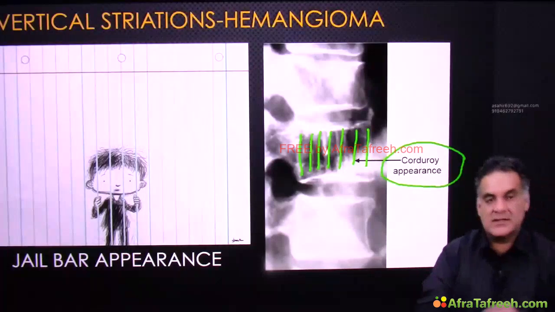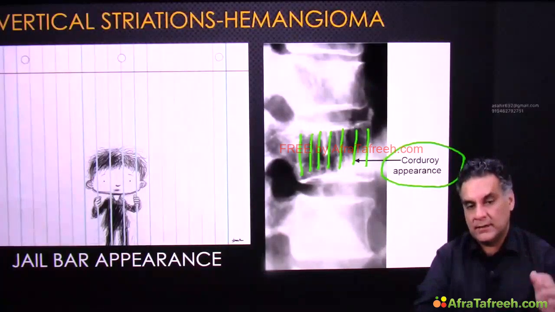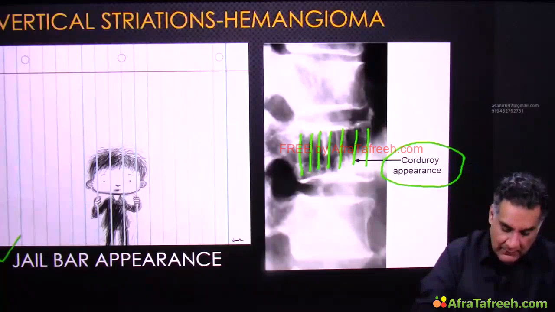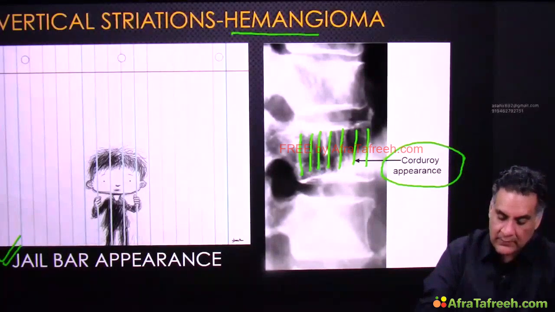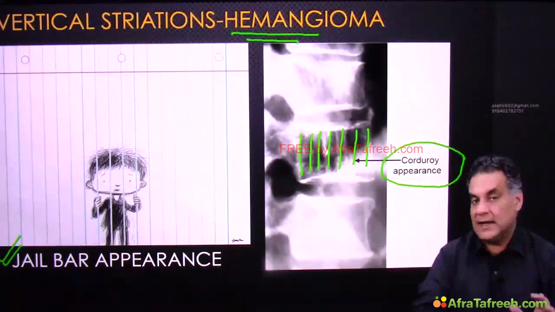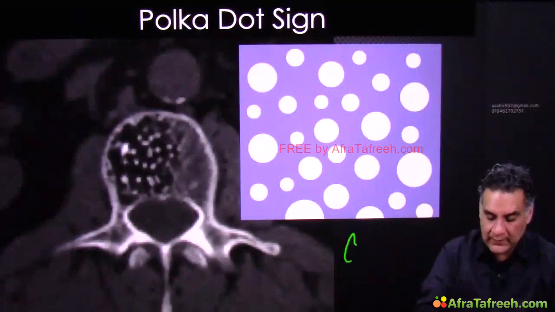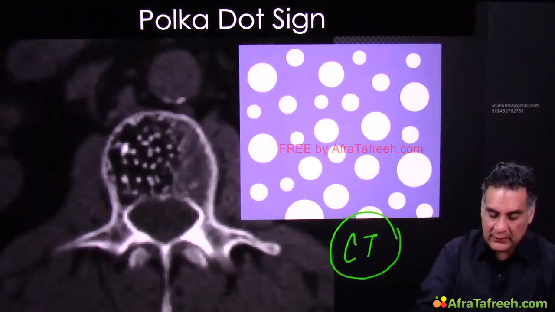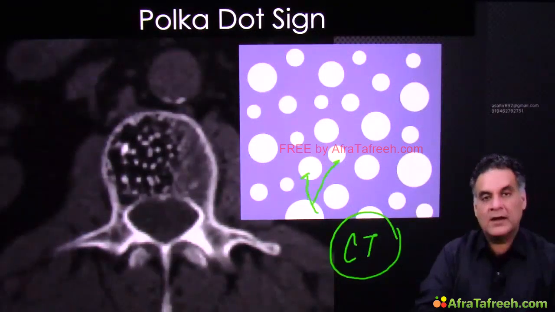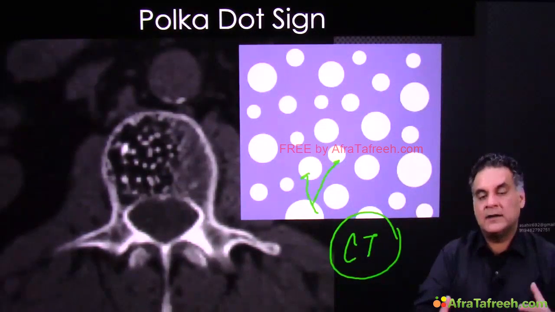When you look at a vertebra and there are vertical striations, this is called as corduroy appearance, just like a pattern of print on a cloth, and jail bar pattern seen in hemangioma. This is an X-ray finding, can come as an image, but when you do a CT scan of that, you will see unequal sized dots called as polka dot pattern, a theory question, seen in hemangiomas.